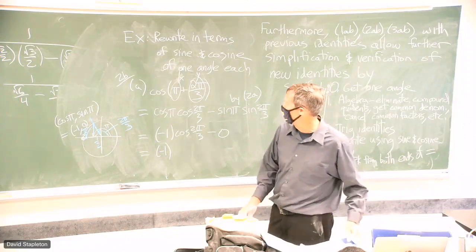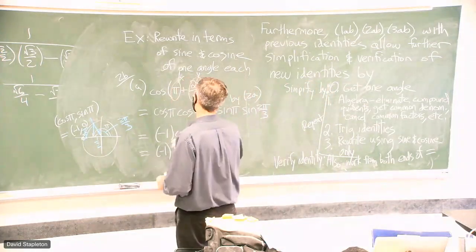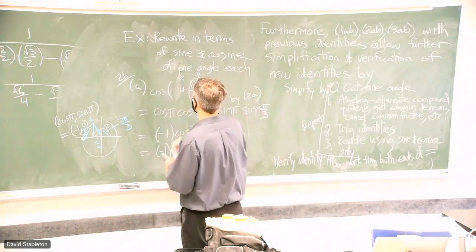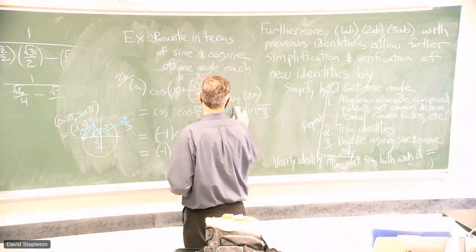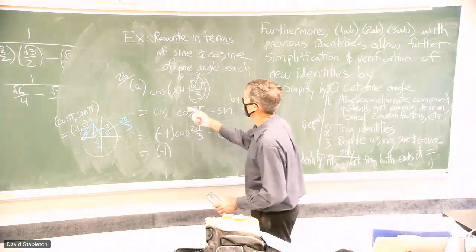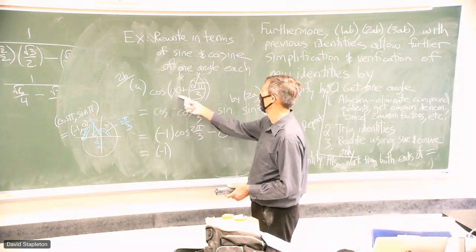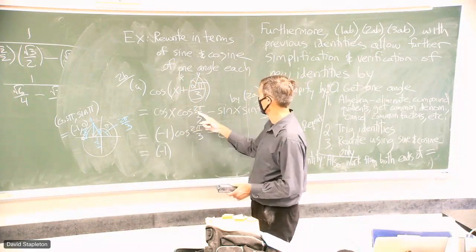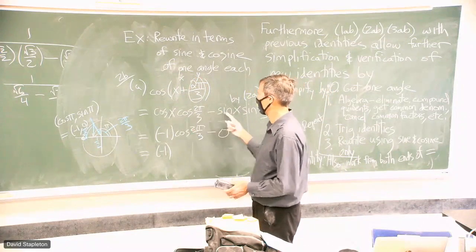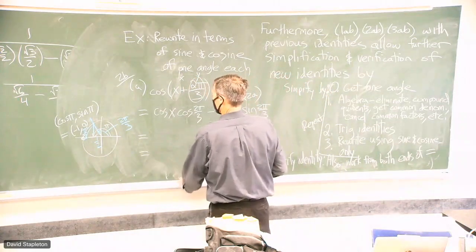I misread that. Apologies. It should have been x plus 2 pi over 3. What was my problem? I get that for not putting my glasses in. It's cosine x cosine 2 pi over 3 minus sine x sine 2 pi over 3. And now, I don't need pi, do I? I just need 2 pi over 3.